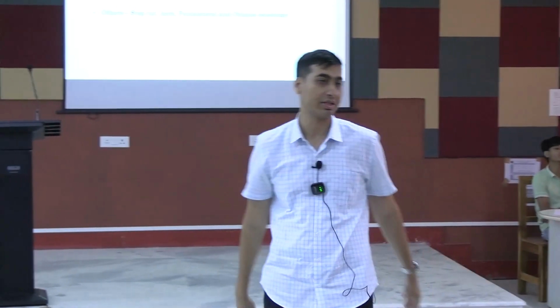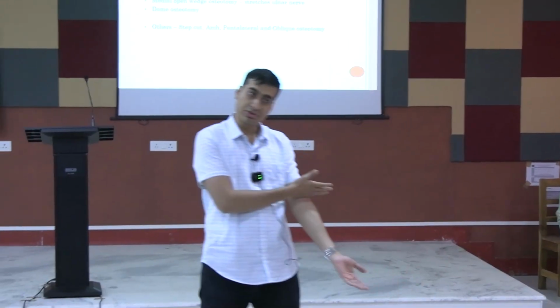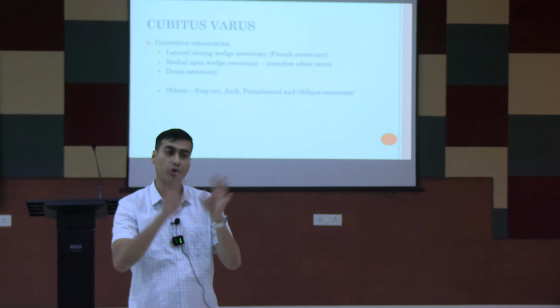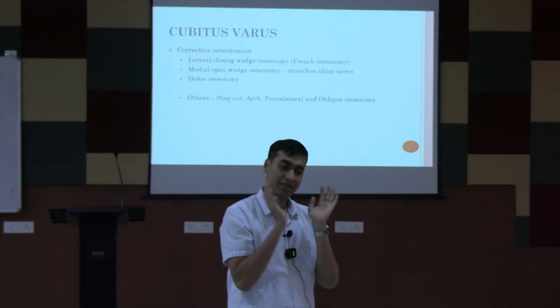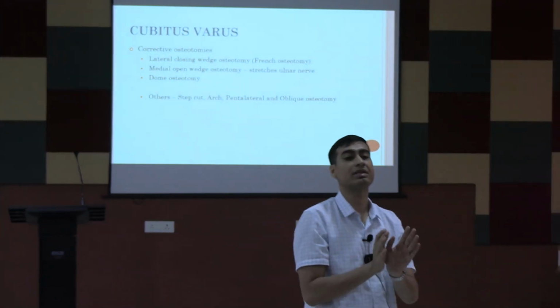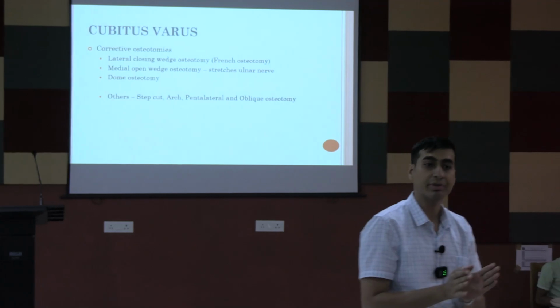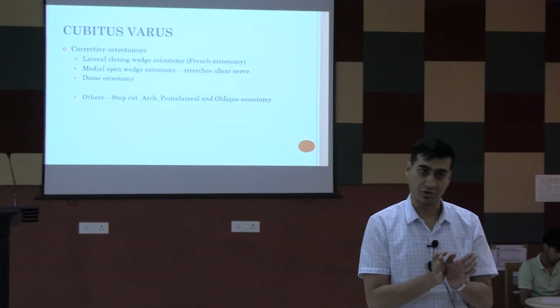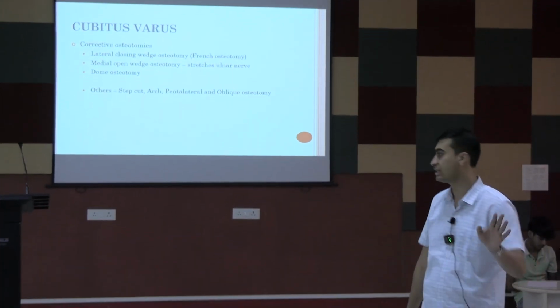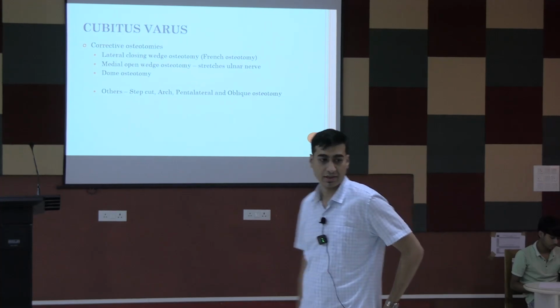But I know it is a little bit difficult to understand at your stage, because unless you see and unless you do it, it is very difficult to understand. So we have something called lateral closing wedge, medial closing wedge, and chevron. There are 4 or 5 kinds of osteotomies. But for your level, just remember that there is something called lateral closing wedge osteotomy, and that is what is called the French osteotomy. That is enough for your exam. And just so you understand better, I have told this.